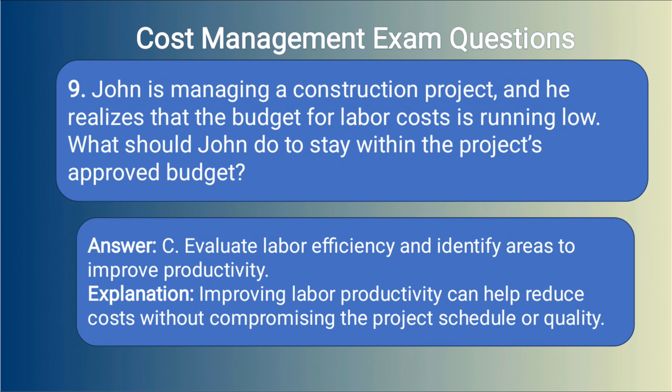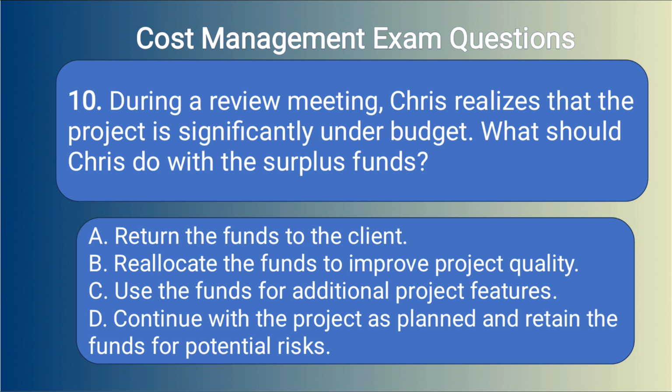Answer. C. Evaluate labor efficiency and identify areas to improve productivity. Explanation. Improving labor productivity can help reduce costs without compromising the project schedule or quality. 10. During a review meeting, Chris realizes that the project is significantly under budget. What should Chris do with the surplus funds?